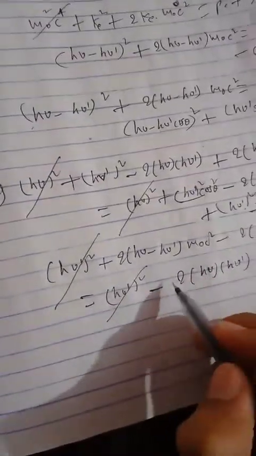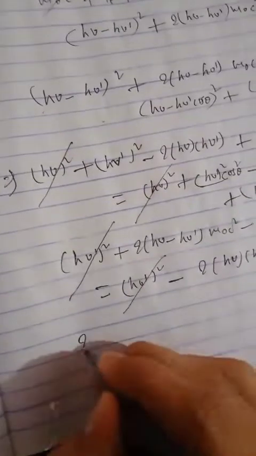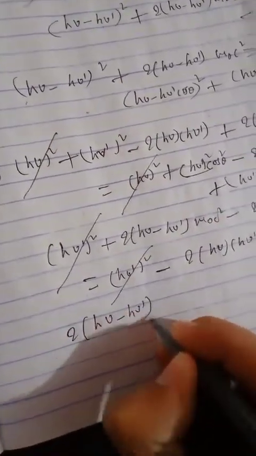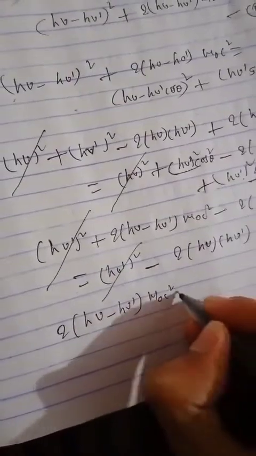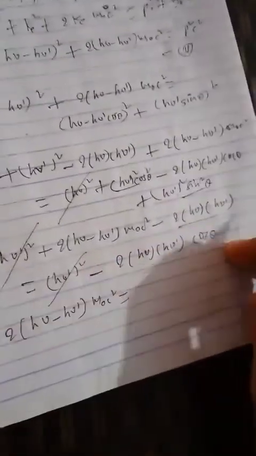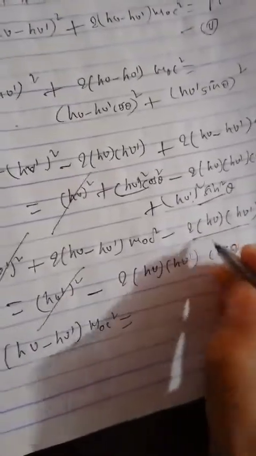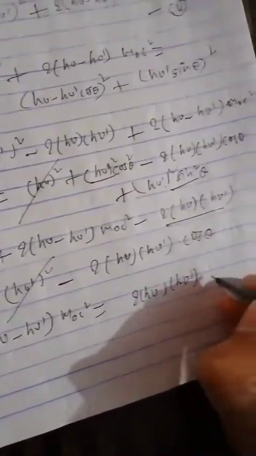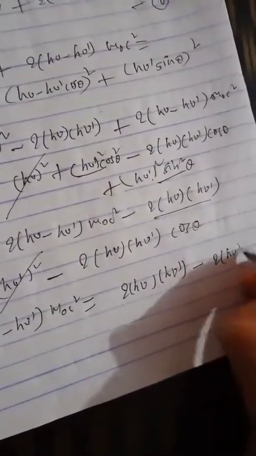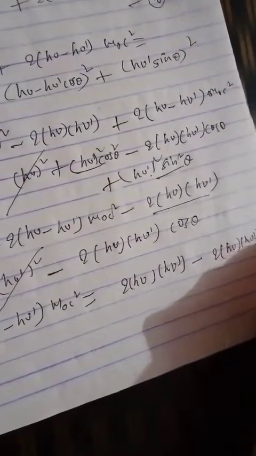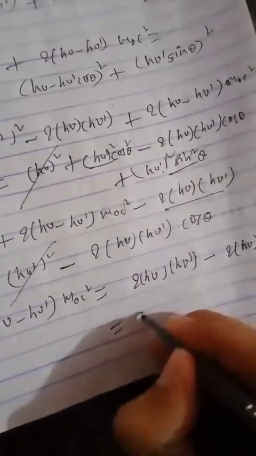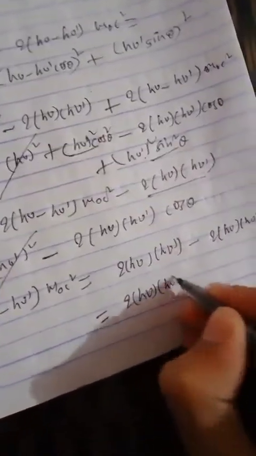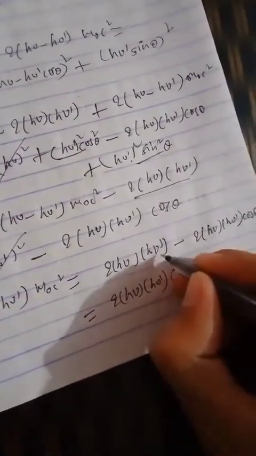So now what we do is that we have this equation, 2 into (h nu minus h nu prime) times m naught c square is equal to, we are taking this term to the right hand side. So we will have 2 into h nu times h nu prime minus 2 into h nu times h nu prime into cos theta. Okay, so proceeding further, you can take 2 h nu into h nu prime common. In the bracket we will have just 1 minus cos theta.